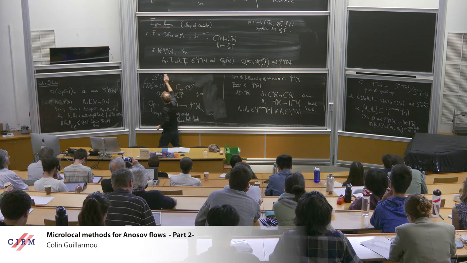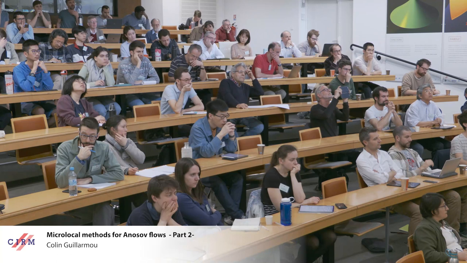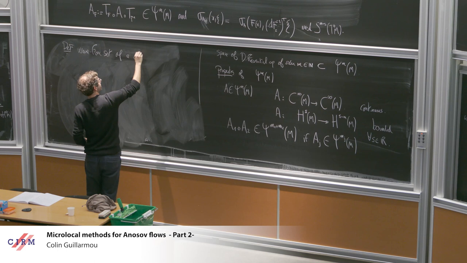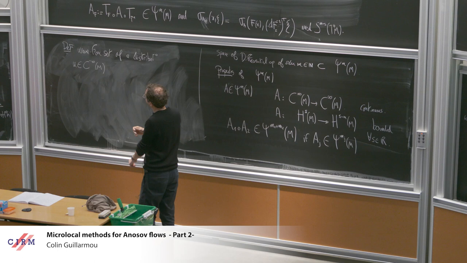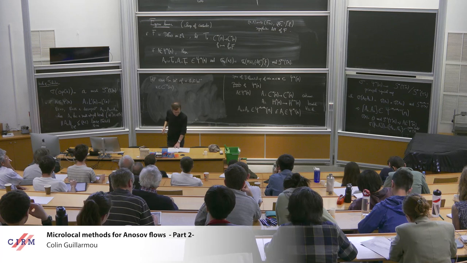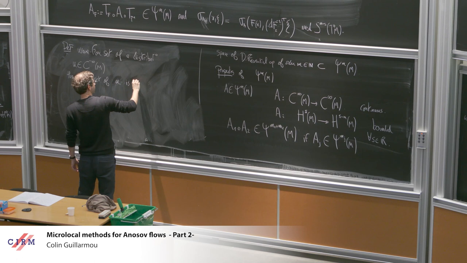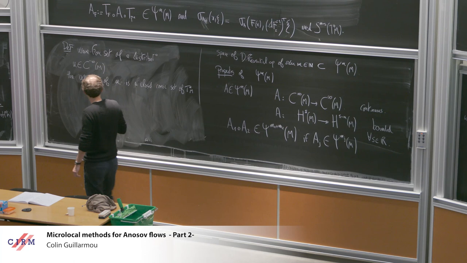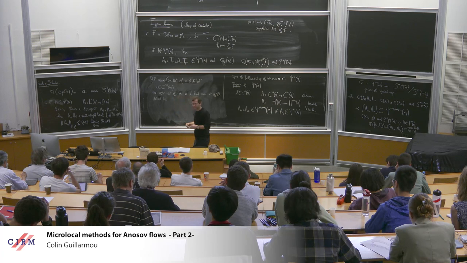So once we have this notion of ellipticity, we can define the notion of wavefront set of a distribution. If I take u, a distribution, it's going to be in a certain negative Sobolev space because we are on a compact manifold. And we say that the wavefront set of u is a closed conic set of T*M defined by the following property. So it's not defined by what it is, but it's defined by its complement.